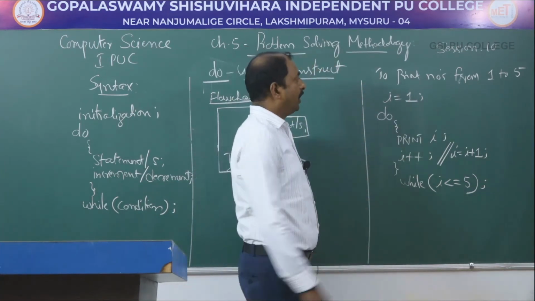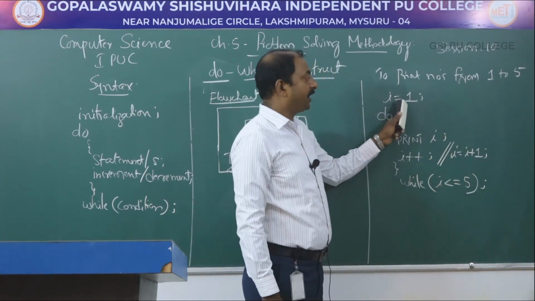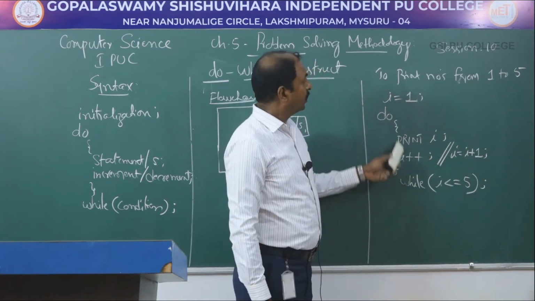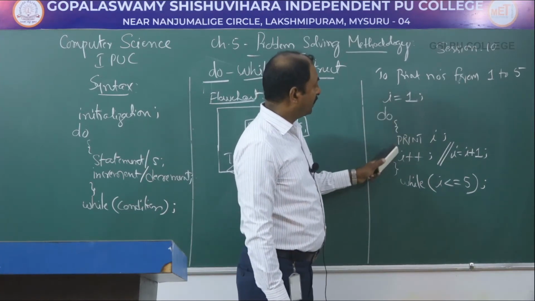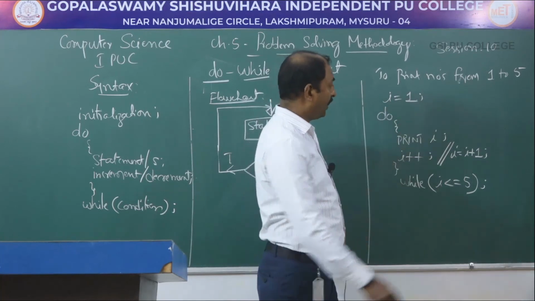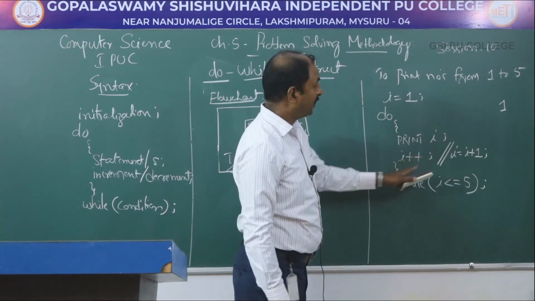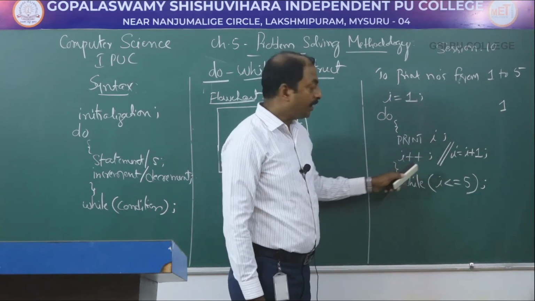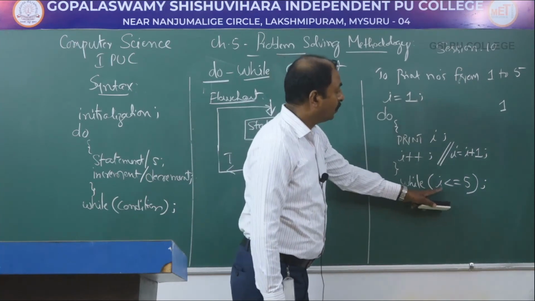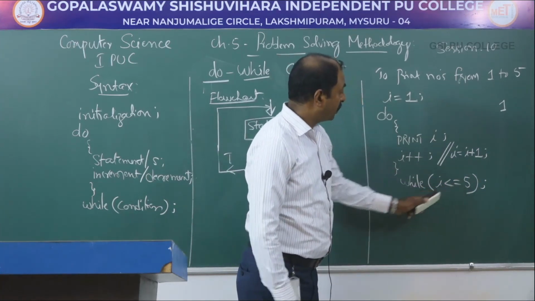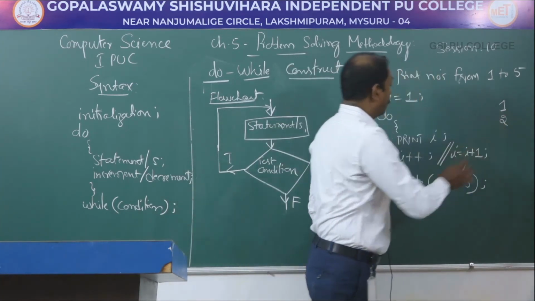How does it execute? At the beginning I equals 1, it enters the loop because it checks for the condition at the end. So it enters the loop, and inside it prints I, the value of I is 1. After this, because of the increment statement, I value becomes 2. It checks the condition now: 2 less than or equal to 5, the condition is true. It enters the loop and prints value of I as 2.